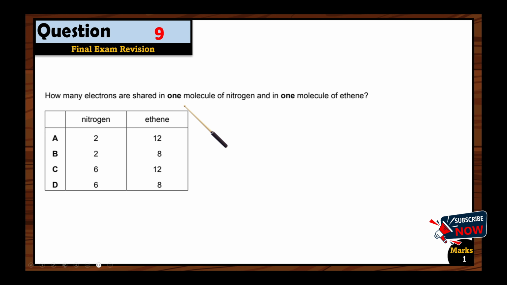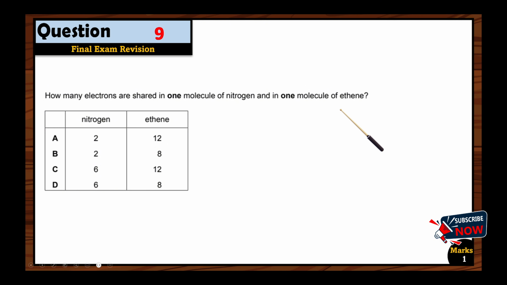How many electrons are shared in one molecule of nitrogen and in one molecule of ethene? For this one, you have to look at your periodic table. Nitrogen usually is in the form of a diatomic molecule, which means it is present in the form of N2, right? So N2 usually makes 3 bonds. 3 bonds means 3 covalent bonds, which means it will share 3 pairs of electrons, right? So 3 2s are 6. So nitrogen will share 6 electrons. So C or D can be right.